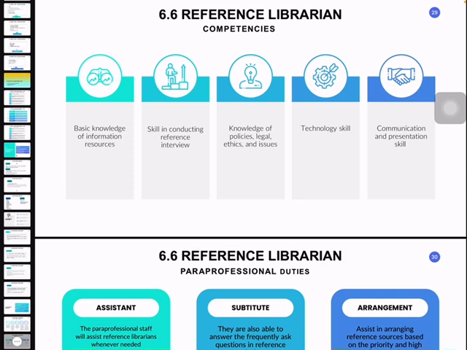And they also have to enhance, they need to empower communication and presentation skill. Kena ada skill dalam berkomunikasi, kena ada skill dalam presentation, because they need to present the information to the users.